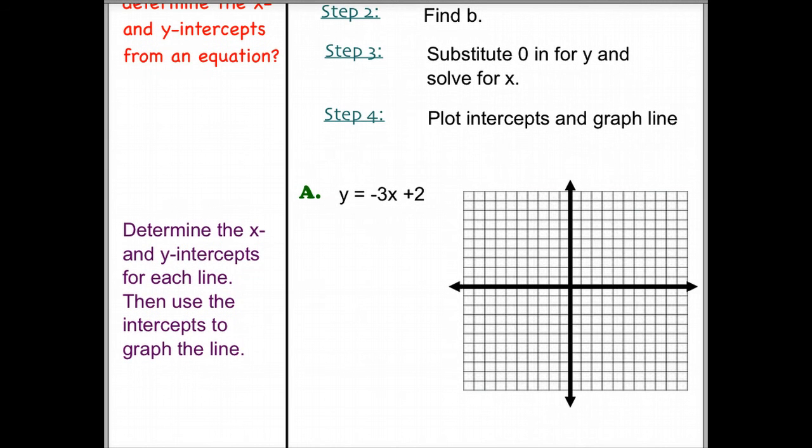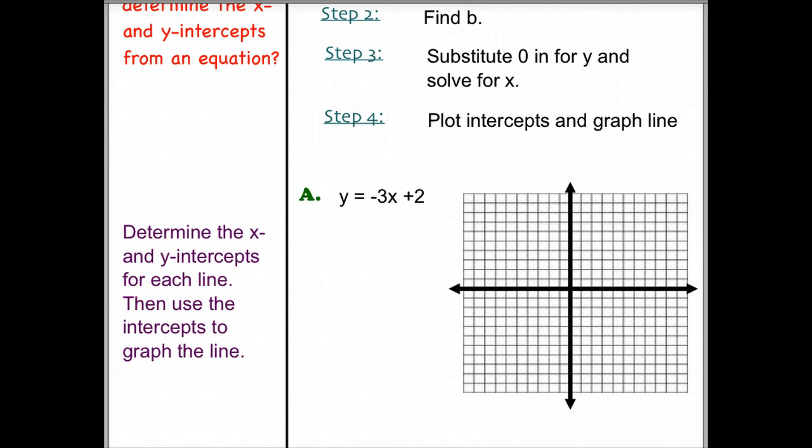So we have y equals negative 3x plus 2. Well, the first step said to solve for y, so it is y equals something, so we're okay. Find b. This is what we're really good at. It's right here tacked on the end. So we have b is equal to 2. So now step 3, substitute 0 in for y and solve for x.